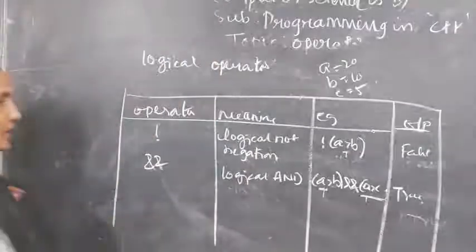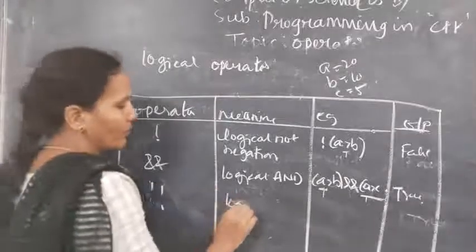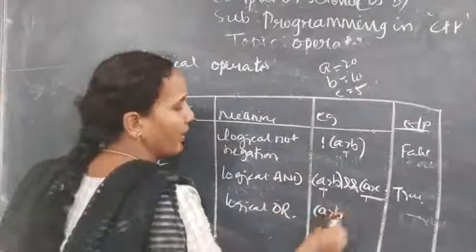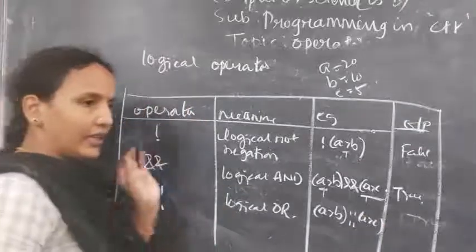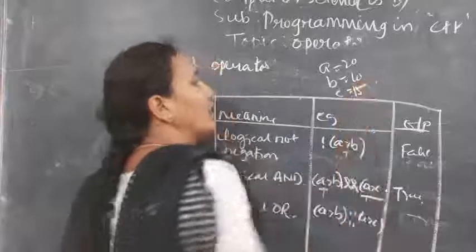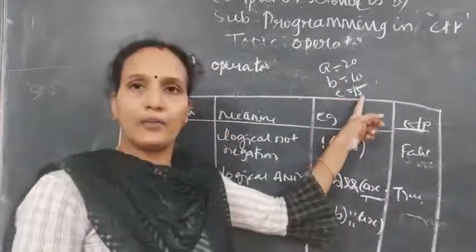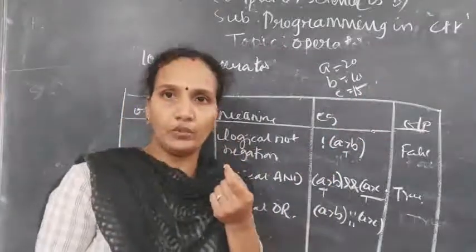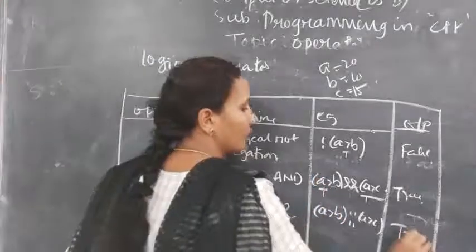Now the next one is logical OR. Same example: A greater than B or A greater than C. If at least any one of these conditions is true, example, C value is 15. A is greater than B, but it is less than 15. As already said, only at least one condition should be true, then you will get a true result. Here A is greater than B is true, so you will get a true result.